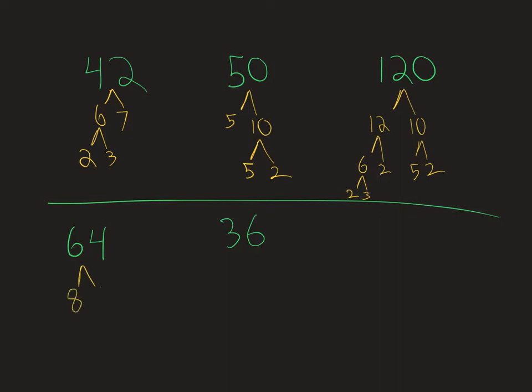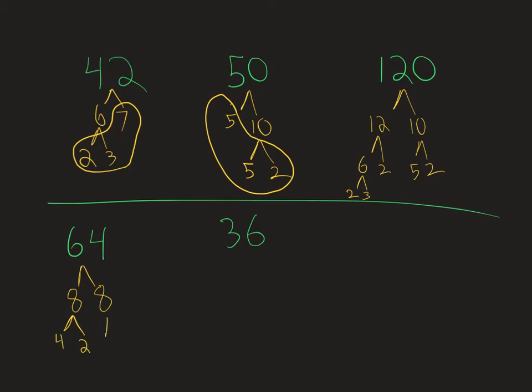64, 8, 8. Remember, your tree doesn't have to look like mine. All of your branch endings need to be the same as mine to get down to prime factoring. So however you did 42, you should have a 2, a 3, a 7. However you break down the 50, you should have a 5 and a 2. Okay? Then you know you've matched and done it correctly.